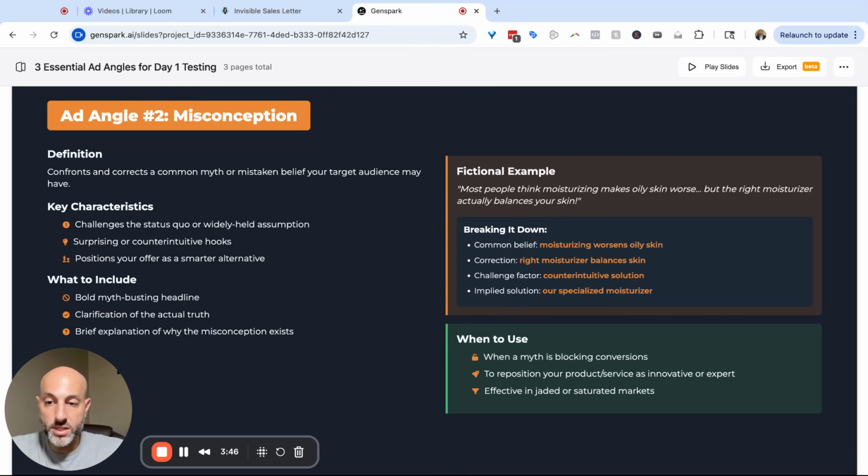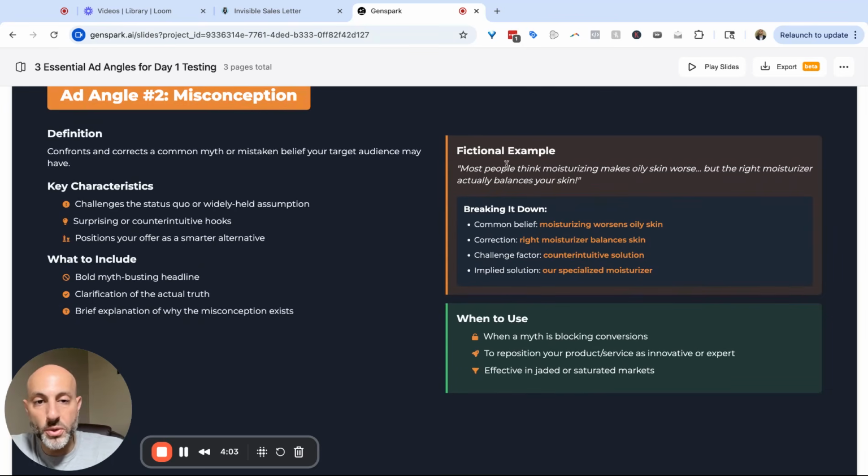Okay, so you want to bust a myth, you want to clarify the actual truth, and then you want to briefly explain why if you can. If not, the content will explain why, right? Remember, that ad would then go to your landing page. In our case, it would go to an invisible sales letter.